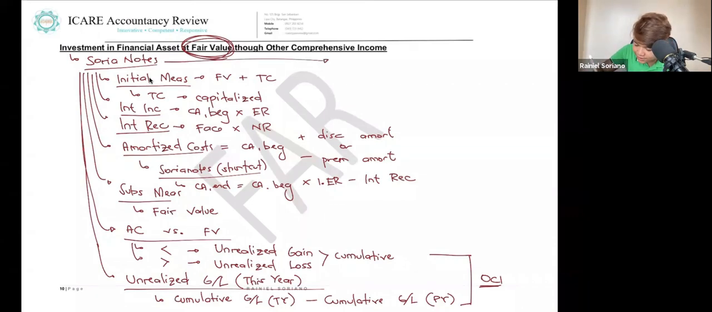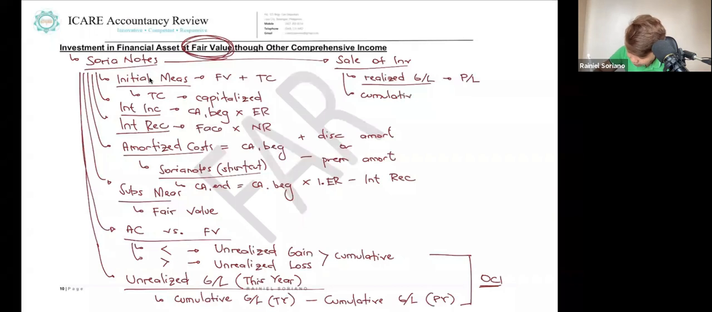See to it that when there is a sale of investment, the realized gain or loss, or the gain on sale, goes to profit or loss. And then when we sell, any cumulative gain or loss will also be reclassified to profit or loss. So sir, that's not how I remember it.